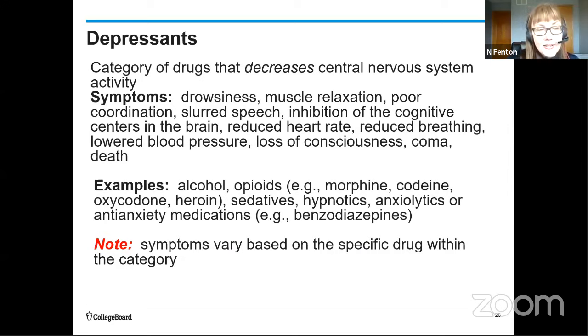And the reason why these drugs are dangerous is because they decrease central nervous system activity. And if you are talking about a depressant overdose, what's happening is that depressant medication is slowing down the respiratory, the breathing system, so much that the individual literally stops breathing.